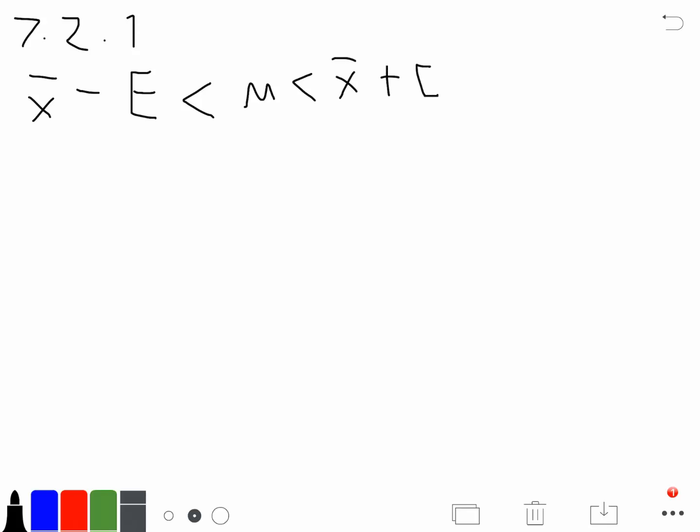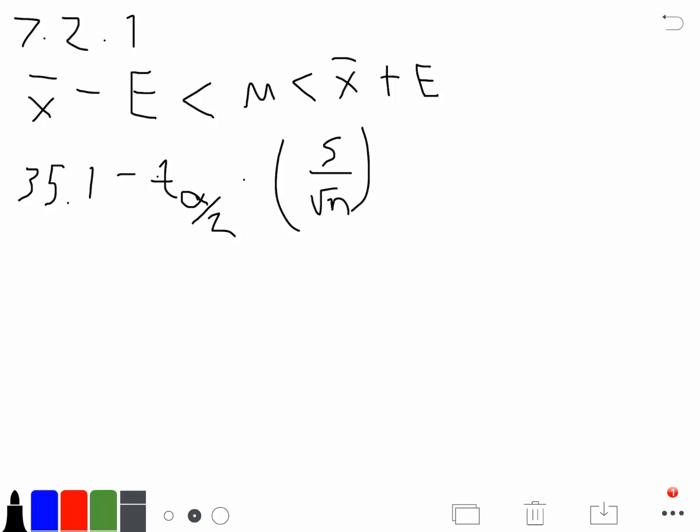Our formula for this would be X bar minus margin of error, which is that E, is less than mu, which is less than X bar plus margin of error, which is E. So filling this in, the problem told us that X bar was 35.1 minus that margin of error, which has another formula. Since we do not know the population standard deviation, that E is t sub alpha over 2 times S over the square root of n, which is less than mu, which is less than X bar plus the exact same thing. The only thing that switches over is that minus sign became a plus.